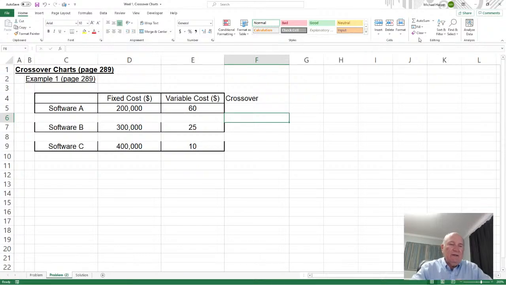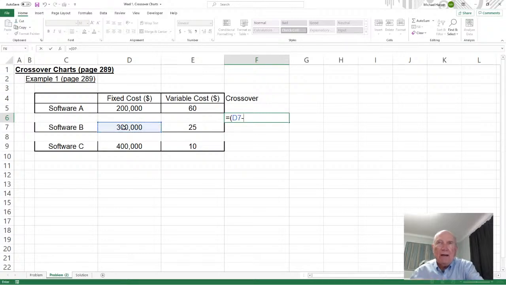So between A and B, it's going to equal, open parenthesis, 3,000, click that, minus 300,000, minus 200,000, click that, close parenthesis, divided by open parenthesis, 60, click that, minus 25, click that, close parenthesis, and notice how it's color-coded.